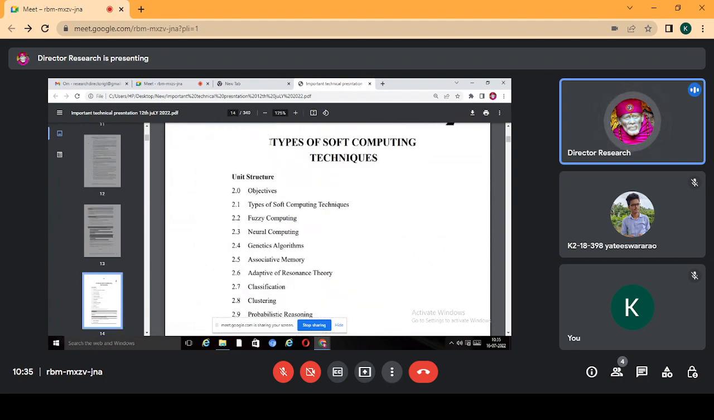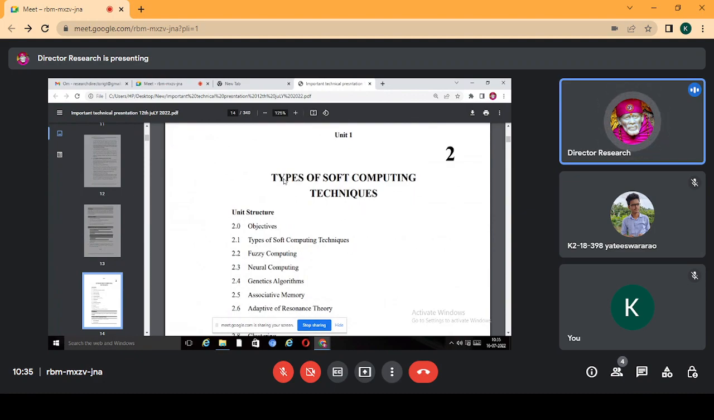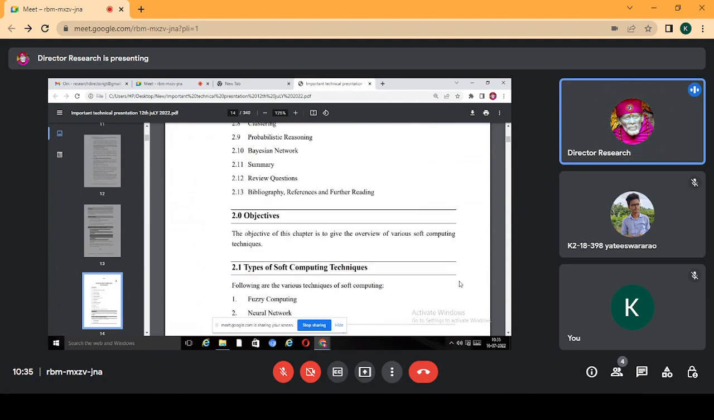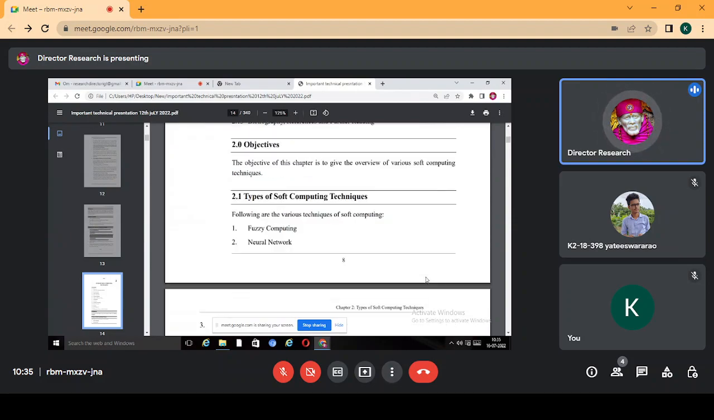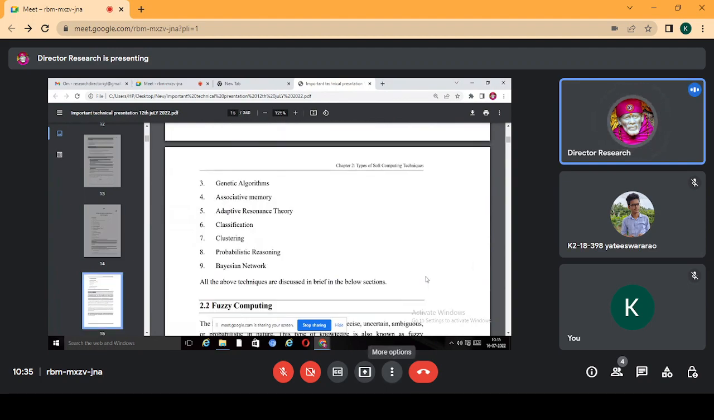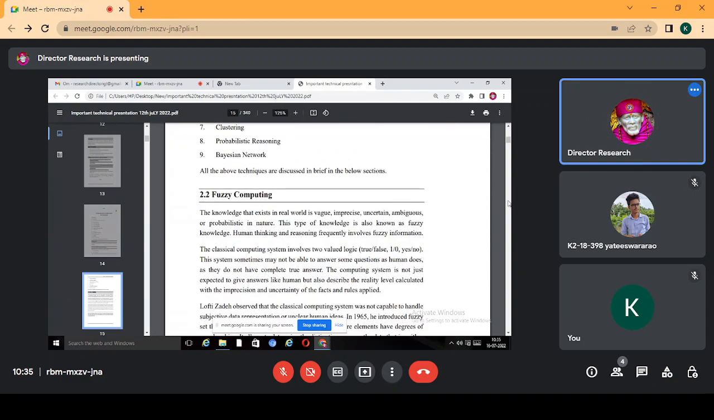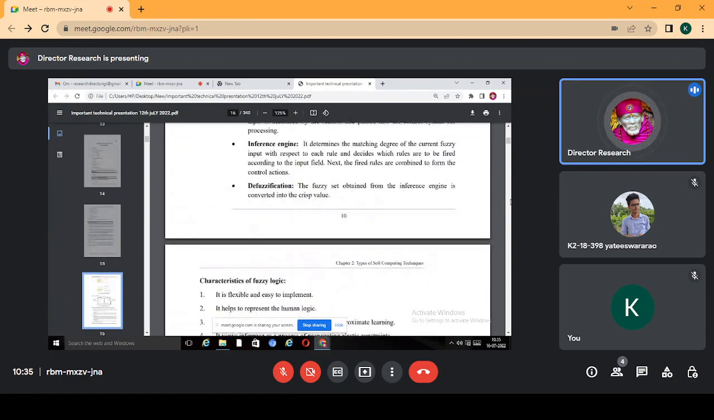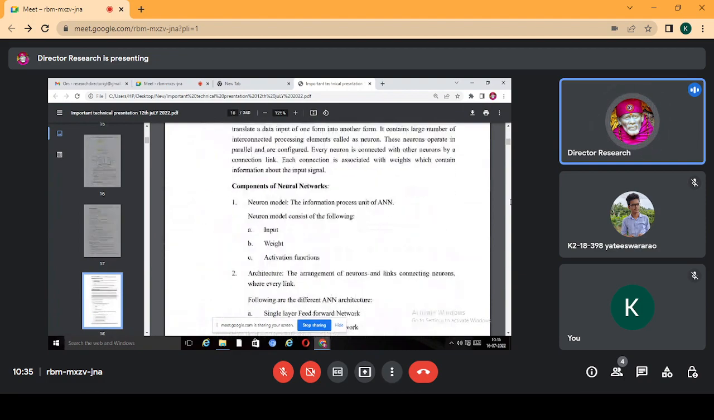Types of soft computing techniques. Module 2 is soft computing techniques types. The objective of this chapter is to give an overview of the various soft computing techniques. So in this we learn the types of soft computing techniques: fuzzy computing network, neural network, genetic algorithms, associative memory, adaptive resonance theory, classification, clustering, probabilistic reasoning, so Bayesian network. These things we have to describe in this unit.